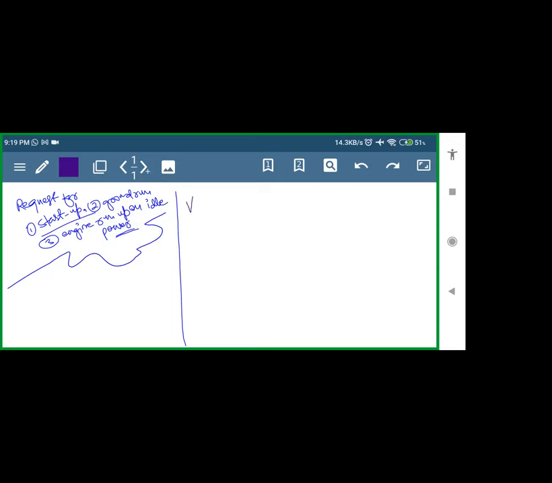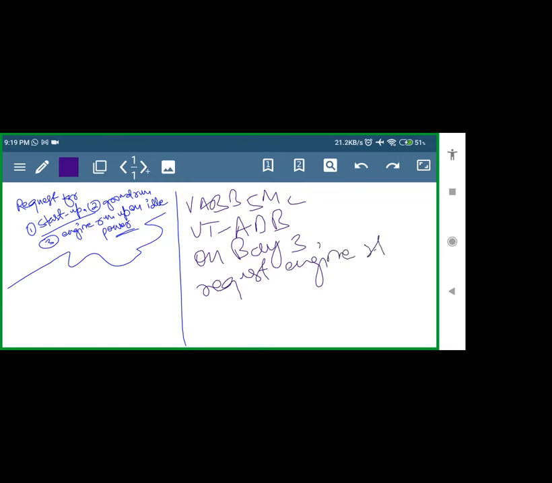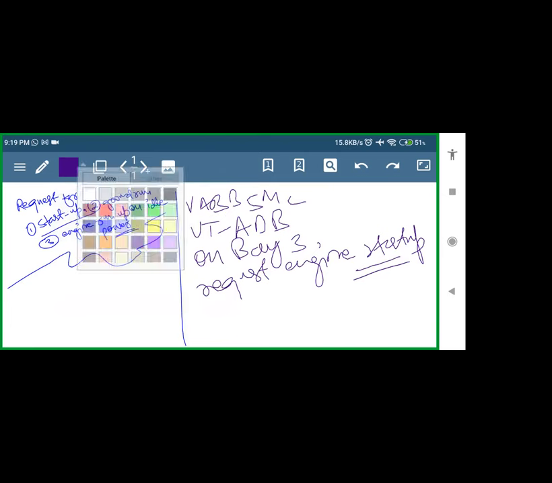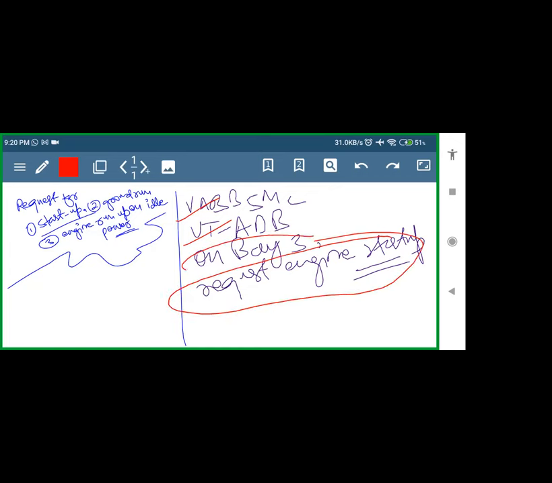Mumbai ground, Victor Tango Alpha Bravo Bravo on Bay 3, request engine startup. Very good. Good one. You can use this data. At least you had mentioned where you are, which is good, and your position you had mentioned. Good one.